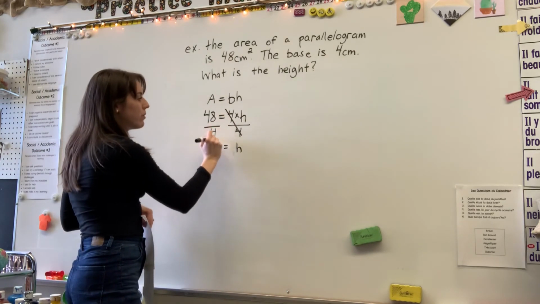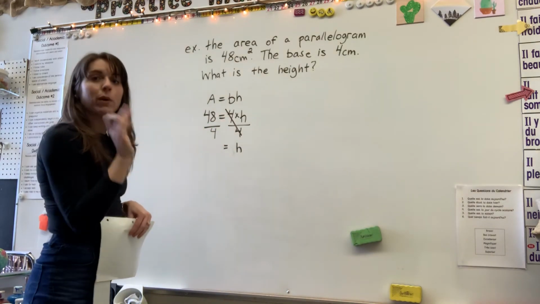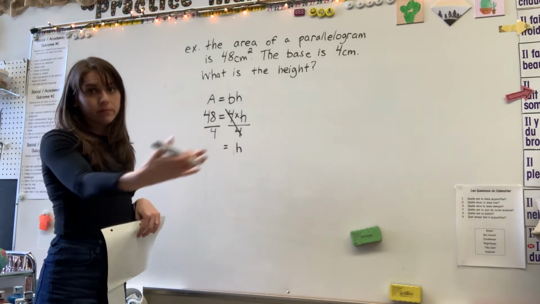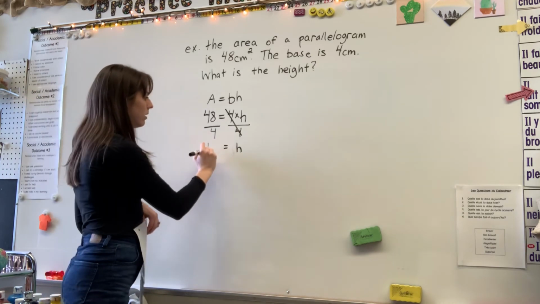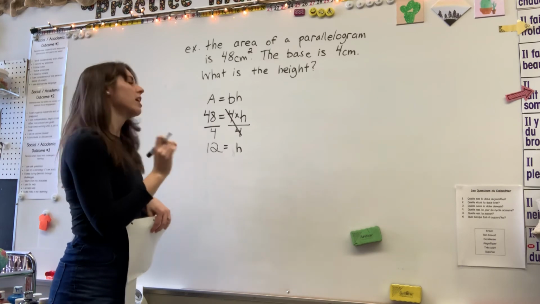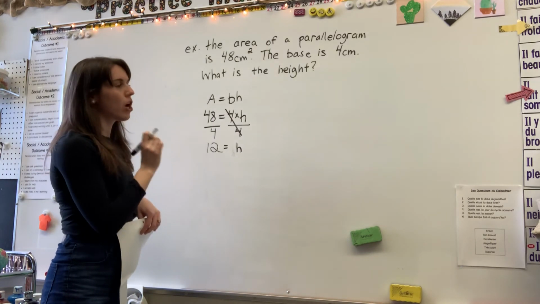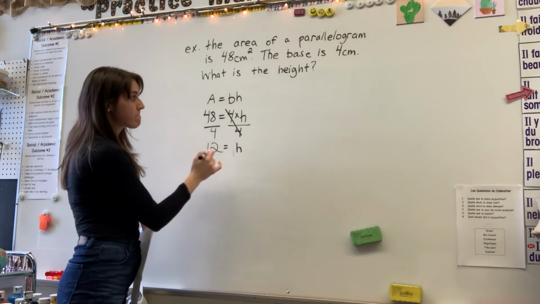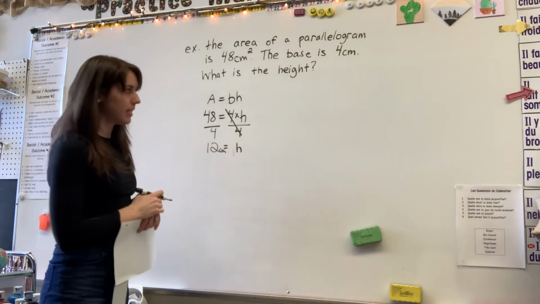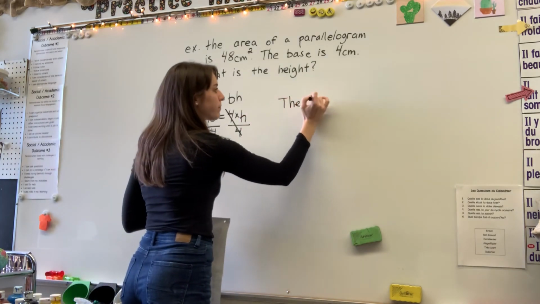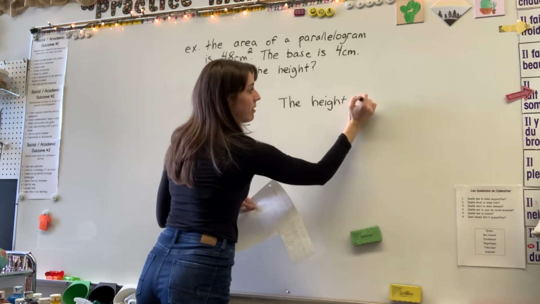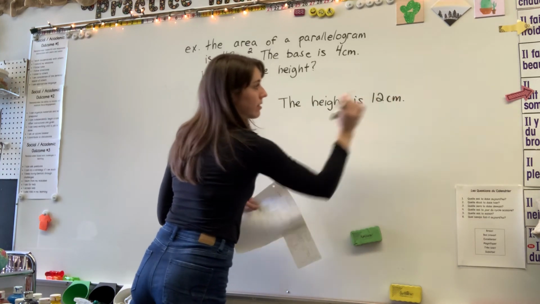But you also have to divide the left-hand side by 4. Whatever you do to one side, you have to do to the other. How many times does 4 go into 48? 12. So 12 equals H. Sorry, 12 equals H. What are the units? Centimeters. Okay, so you need a final sentence. So we're gonna say the height. Yeah, we can just keep it simple. The height is 12 centimeters.